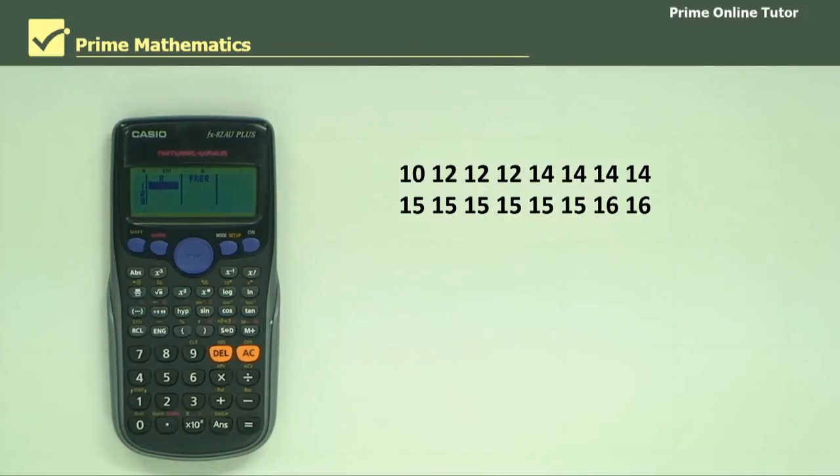So again, we're going to put in all our data. And this time, have a look closely at your scores. We're going to have a close look at the frequency, because see how in this one we have more than one for some of the scores? So I'll show you how to do that on our calculator.